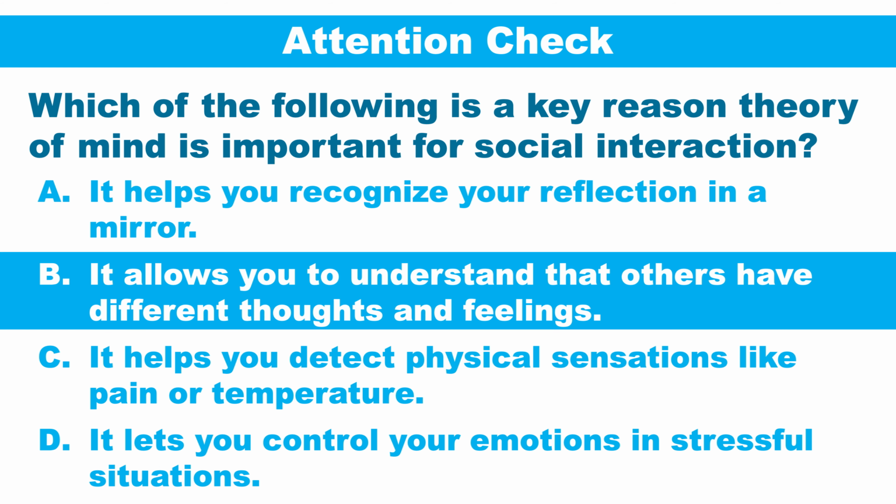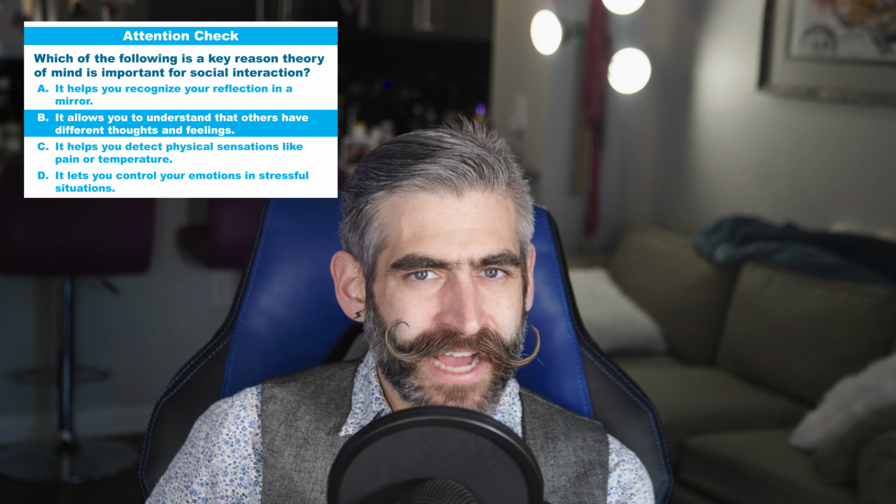If you picked B, you've got it. Theory of mind is all about understanding that others have their own unique thoughts, feelings, and beliefs. And that's what makes meaningful social interaction possible. So we've explored how self-awareness helps us to understand ourselves and how theory of mind helps us to understand others. But how do we actually model these concepts in our own minds?